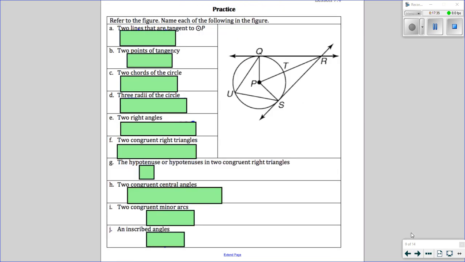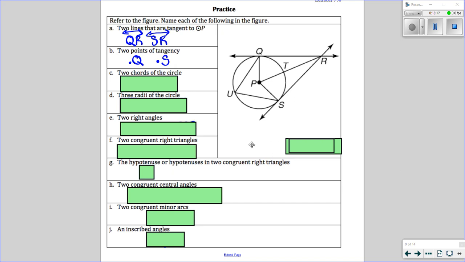So we're going to do this practice. It says refer to the figure on the right and name each of the following in the figure. Two lines that are tangent to circle P. We see it has to be a line that's outside the circle and touching the circle at one point. So that means we have QR and SR. Remember, a tangent touches the circle at the point of tangency. If SR and QR are tangent, then point Q and point S are the points of tangency. Two chords of the circle. Oh, this is going back to our previous lesson about chords.